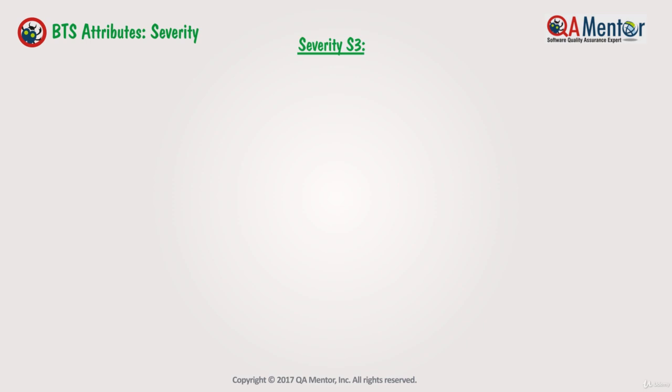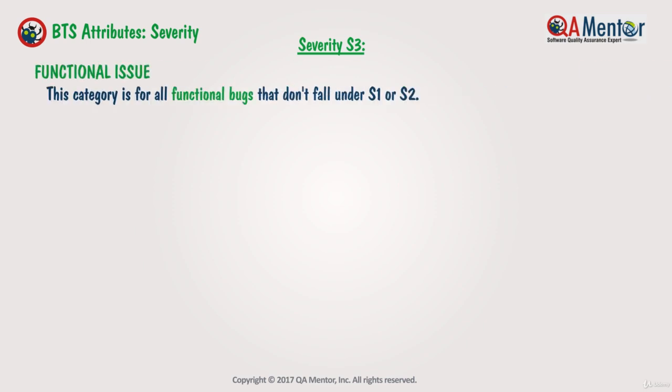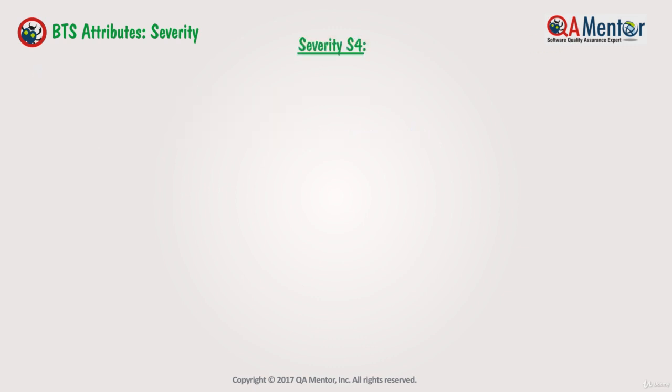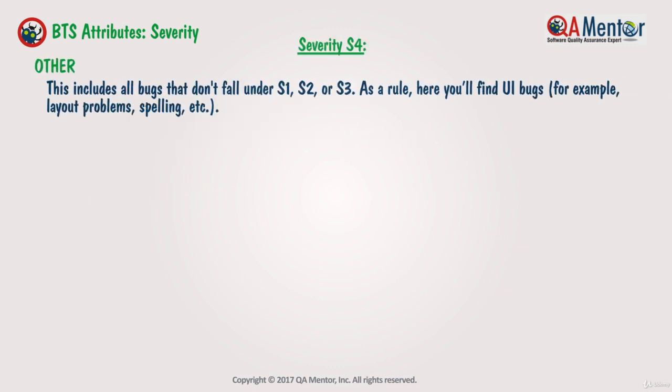Severity S3. Functional issue. This category is for all functional bugs that don't fall under S1 or S2. It's no wonder that the majority of bugs will be S3. That's why S3 is, as a rule, the default severity when testers file a bug. Severity S4. Other. This includes all bugs that don't fall under S1, S2, or S3. As a rule, here you will find UI bugs, for example, layout problems, spelling, etc.